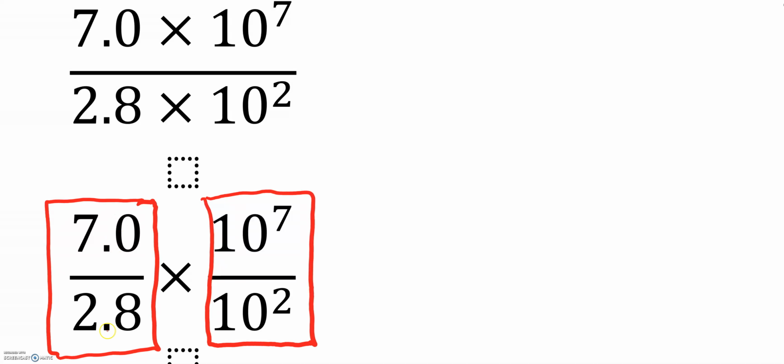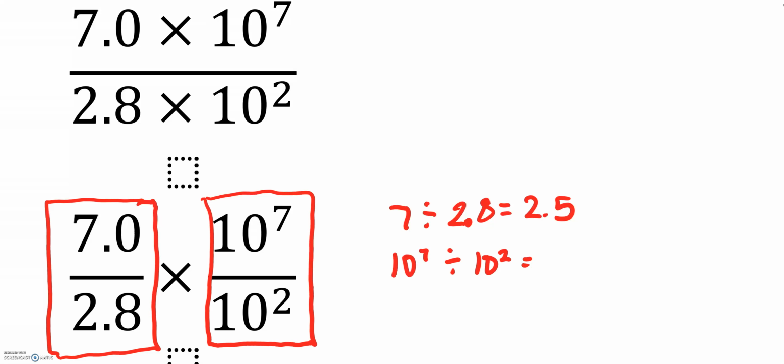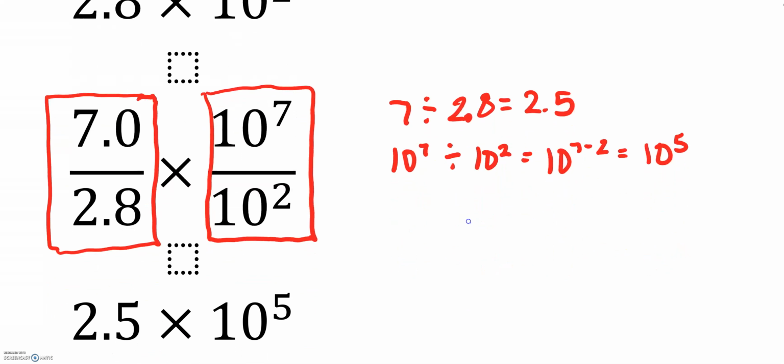So 7 divided by 2.8 is going to give me 2.5, and you can use your calculator to figure that out. And then for 10 to the 7th divided by 10 squared, I'm going to use my exponent rules and subtract my exponents, 7 minus 2, which gives me 10 to the 5th. So I end up with 2.5 times 10 to the 5th. Now notice in this example, our answer comes out in scientific notation, so that is our final answer.